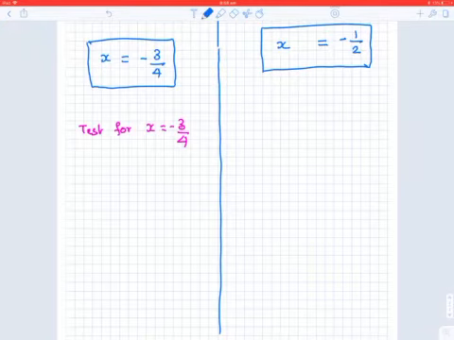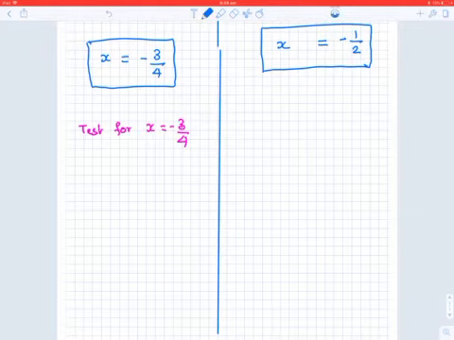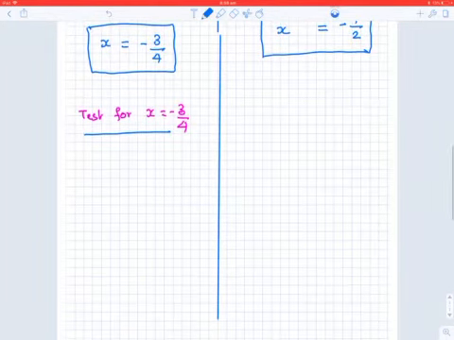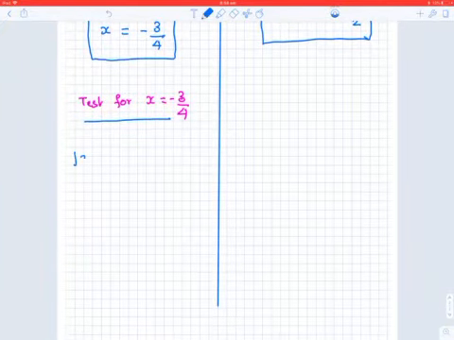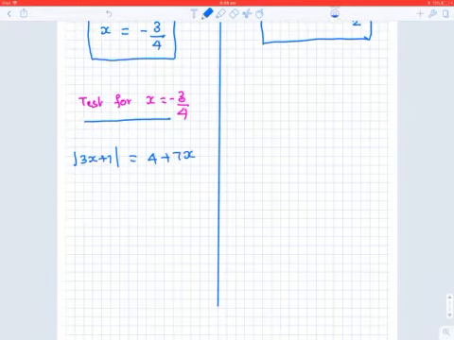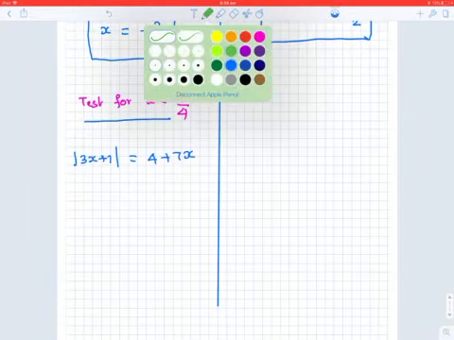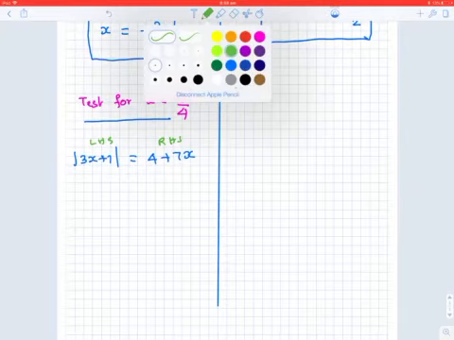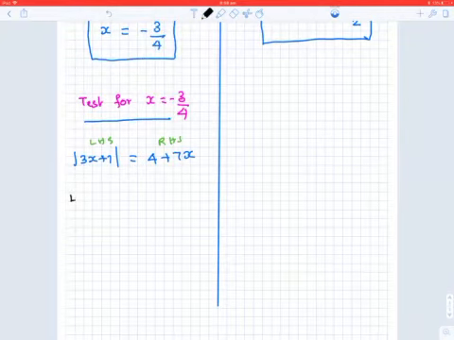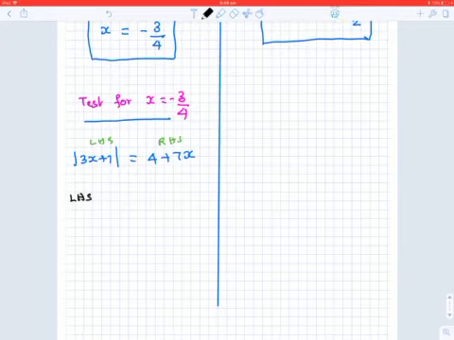Okay, so I have to do the test for this first. So now I write the question again. The question is absolute value 3x plus 1 equals 4 plus 7x. Okay, now this is my left hand side and this is my right hand side. So I'm going to do the testing.